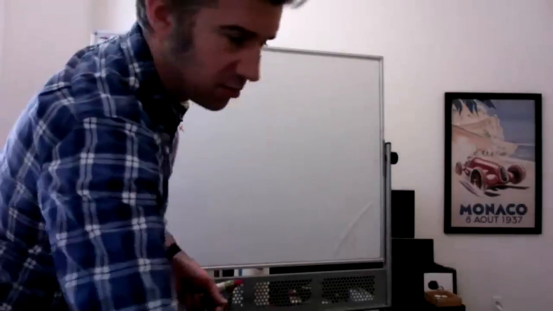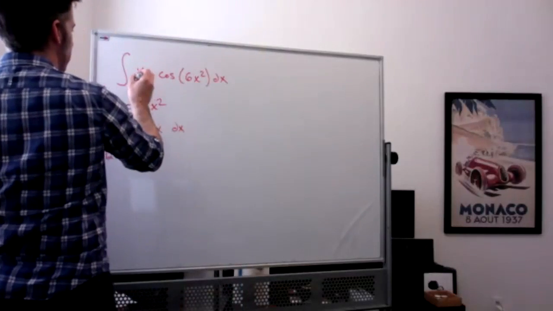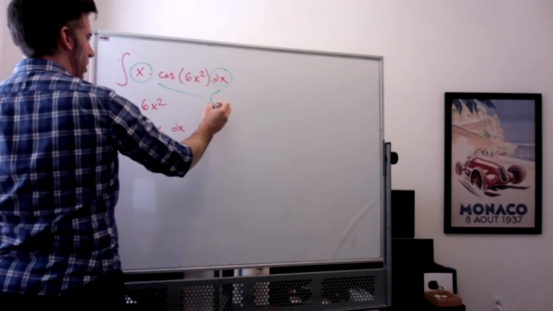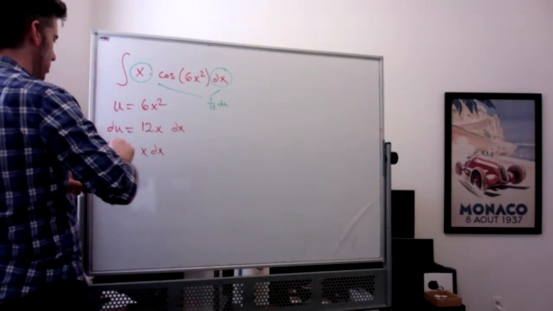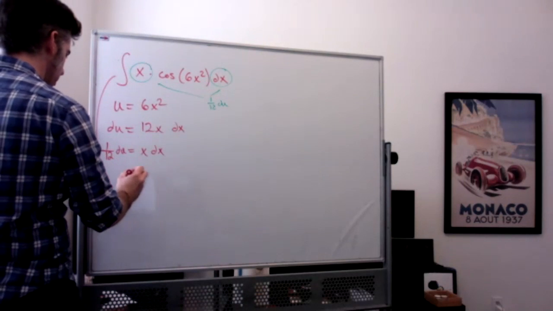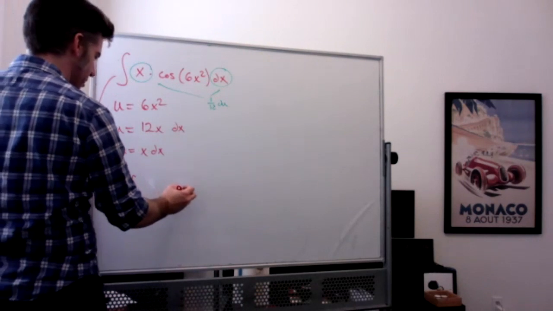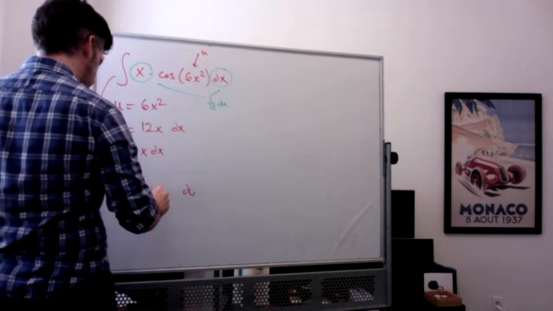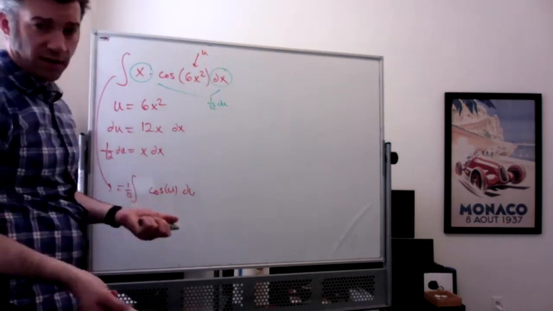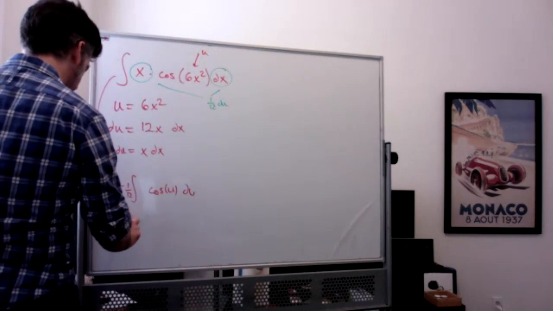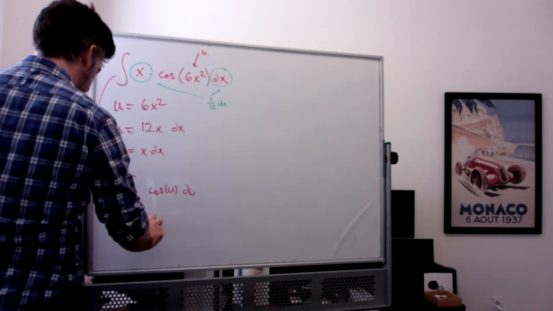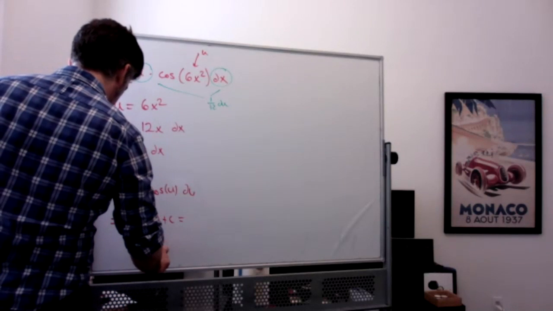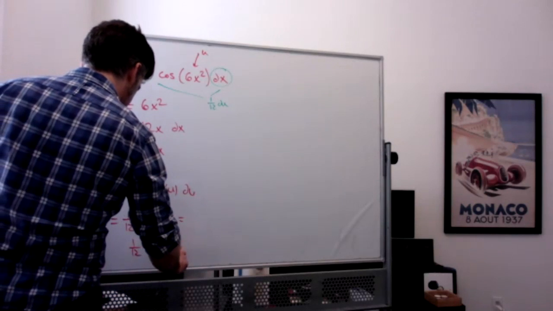So once again, that's going to be my 1/12 du. So my integral becomes the 1/12 du, and then the integral of cosine of u. Well, great, that's not terrible. The integral of cosine of u is sine of u. That's 1/12 sine of u plus c, which is 1/12 sine of 6x squared plus c.